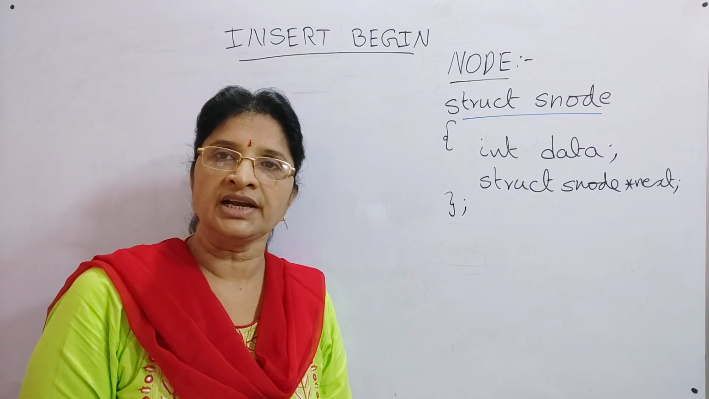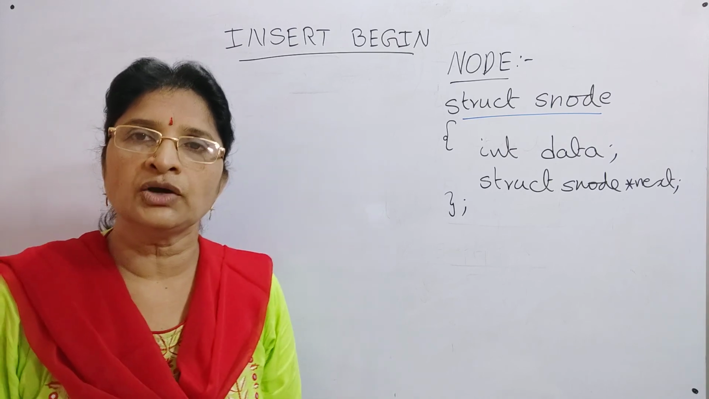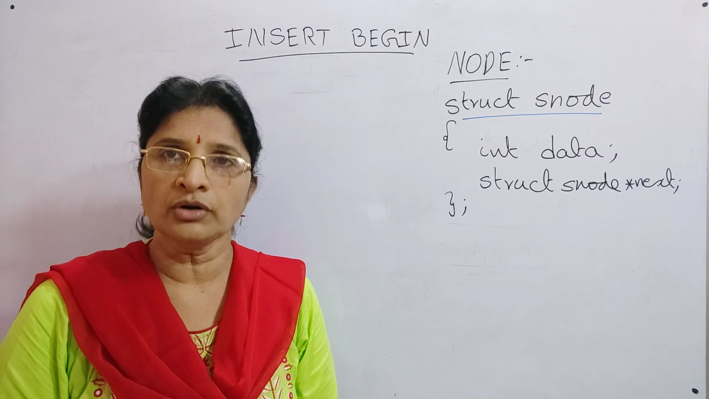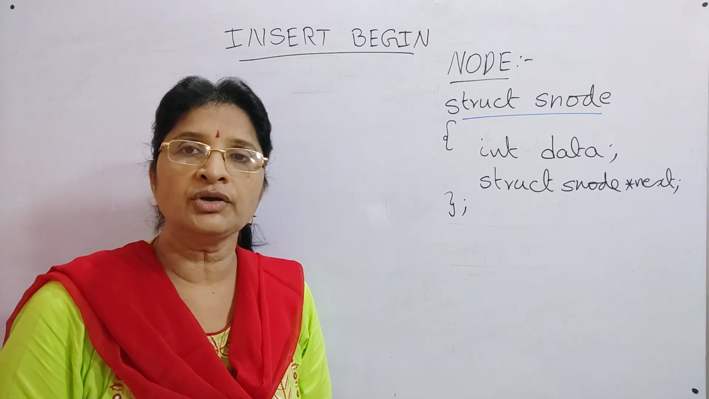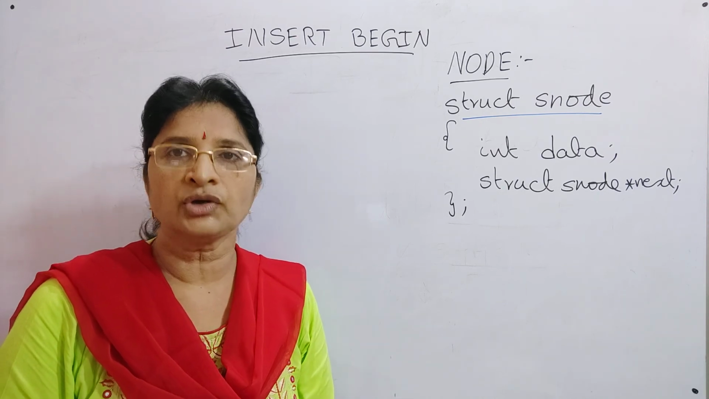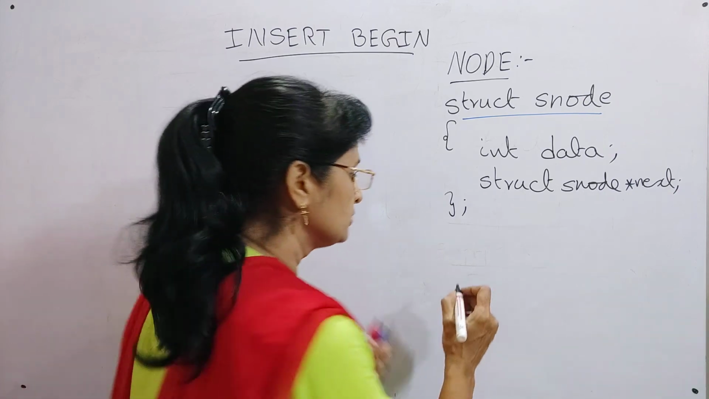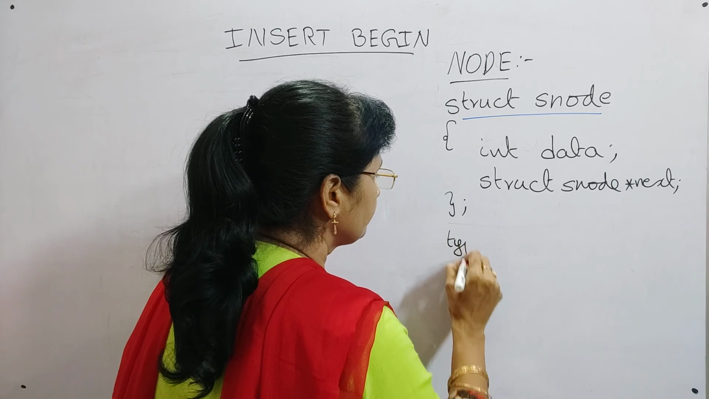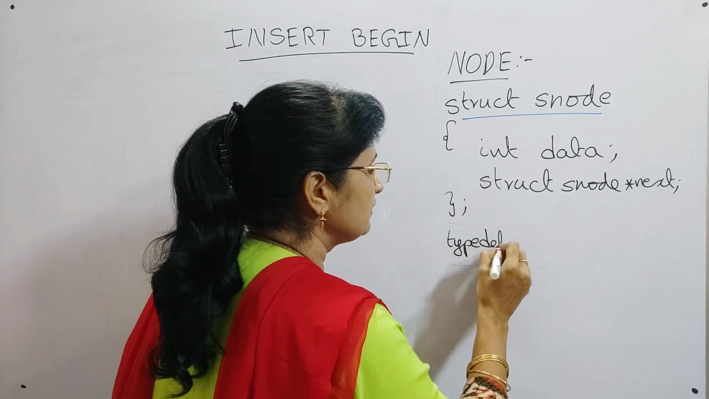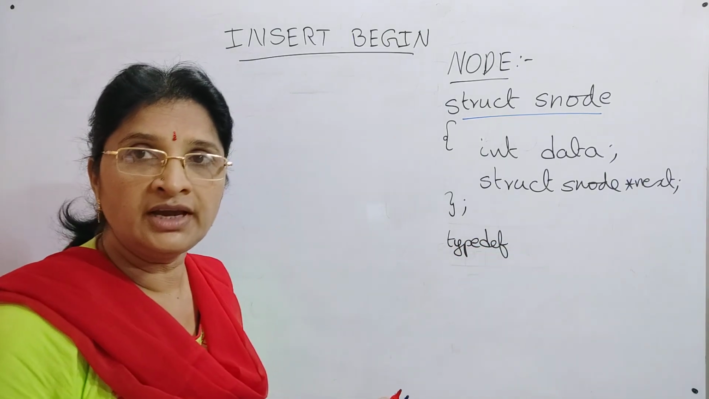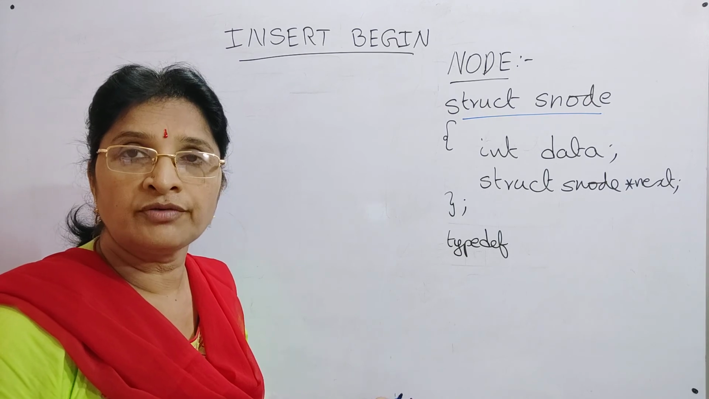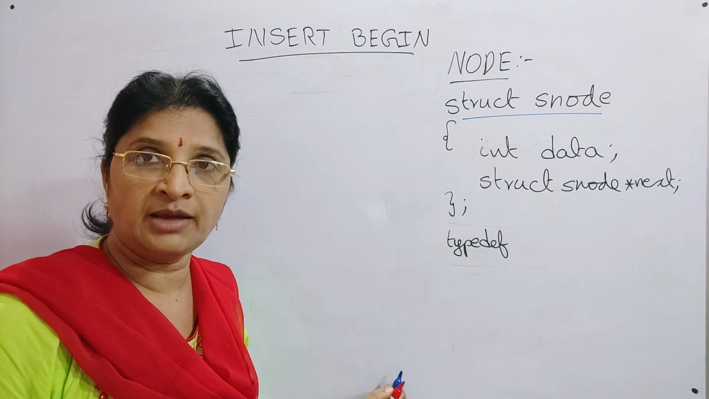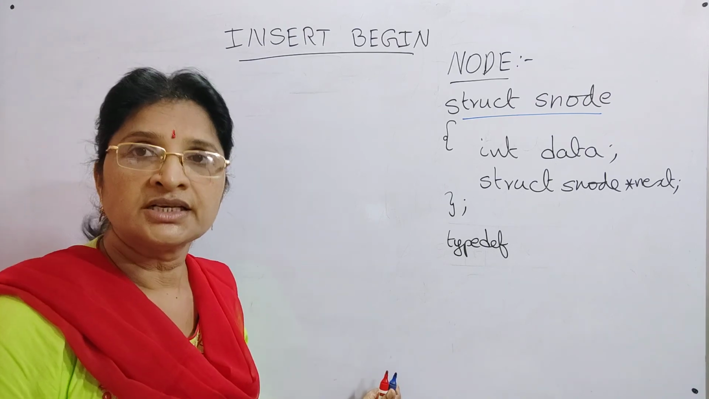Instead of using it like that, we can give a short name, an alias name. Instead of struct s node, you can give an alias name, and you can do that using typedef. Typedef is the keyword that is used for giving other names to your existing data type. Here our data type is a user-defined data type, that is struct s node.